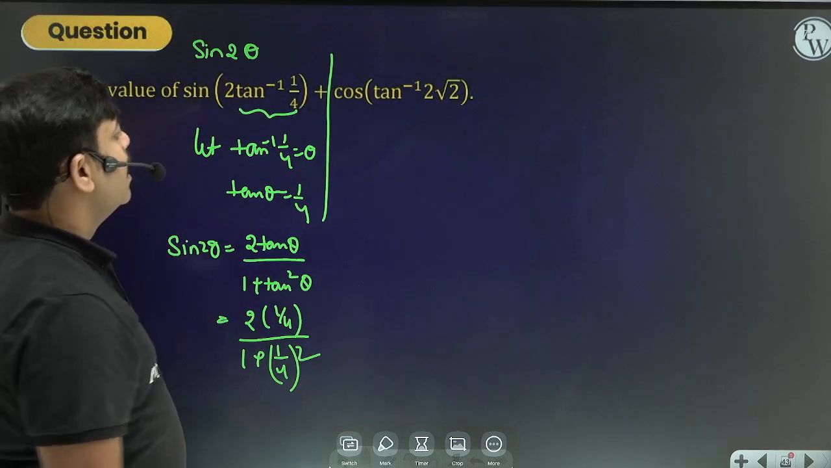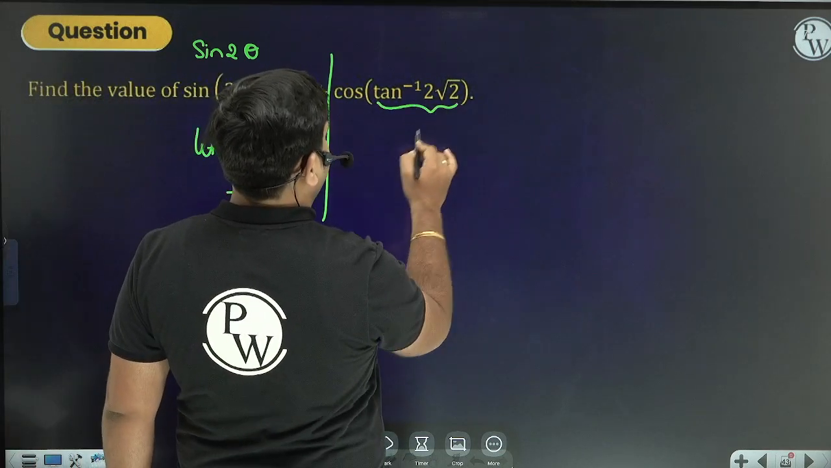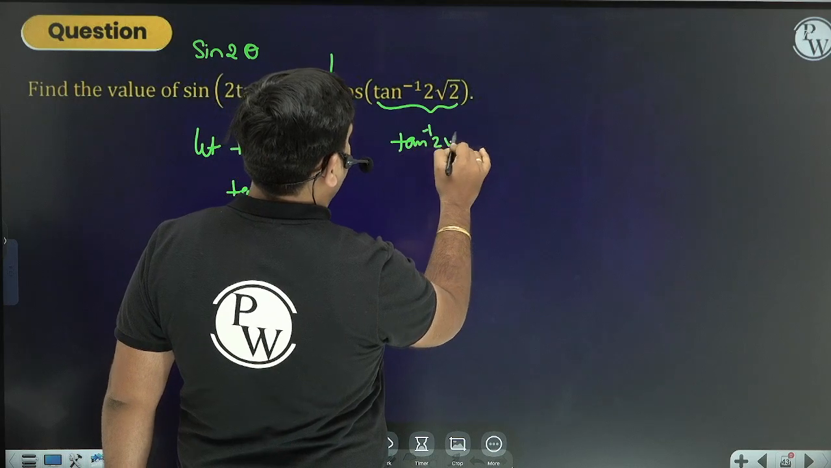So that will give you this one. In the same way, once again, consider this as theta. So tan inverse of 2 root 2 is equal to theta.